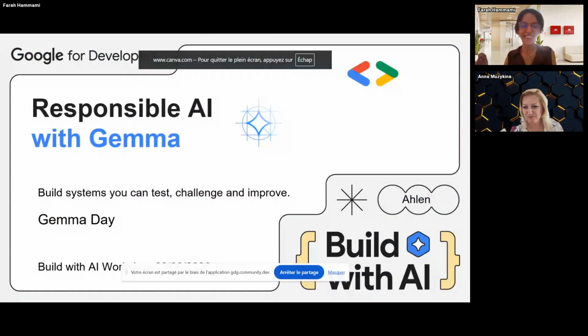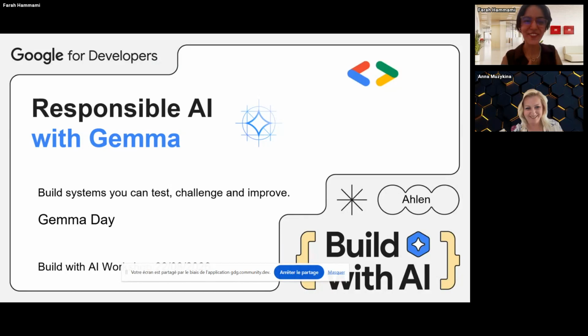So, hi again. With this workshop, we're gonna be talking about responsible AI with Gemma. As I said before, if I'm slipping and saying Gemma, that's okay. It just feels fancier for me to say. And we're gonna be focusing on responsible AI more than Gemma.